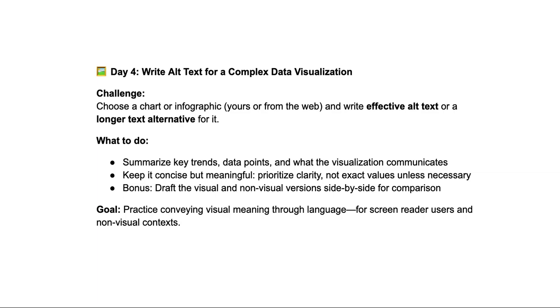So, how would you communicate with someone who either couldn't see it at all or visually couldn't interpret some of the nuance of it? And how would you clearly communicate what a data visualization was showing? So things like key trends, data points. And try to be concise and meaningful. Prioritize clarity, not exact values unless necessary. And so it may mean that you have to summarize it a bit. And draft the visual and non-visual versions side by side for comparison so that you can show how you are accommodating for the non-visual with the visual.